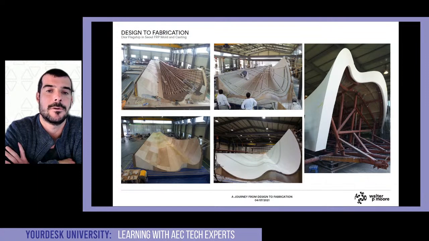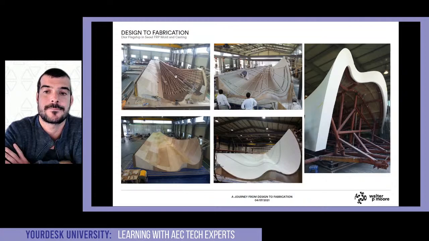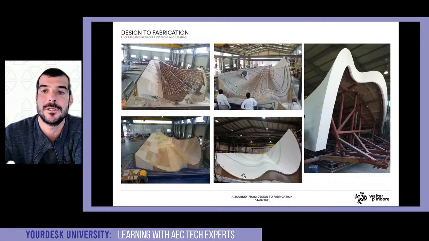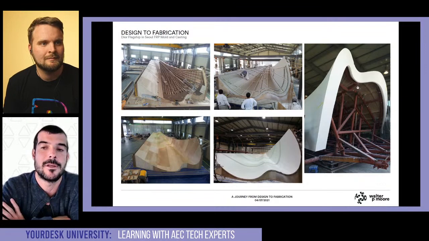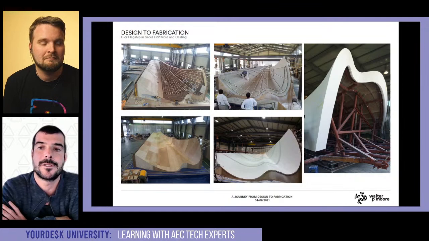This is actually from the Dior flagship store in Seoul. You guys are free to look it up. It's a pretty cool project. Once the FRP is cast, you can see how it comes up with a backup structure. And it follows that principle of the unitized curtain wall, right? So yeah, that's what I had to share with you guys today.